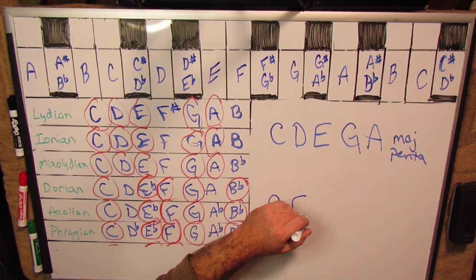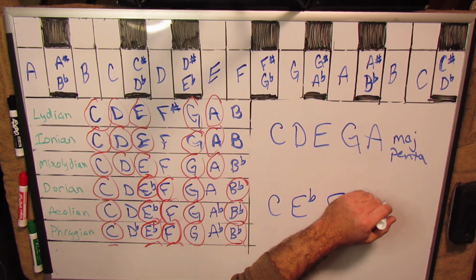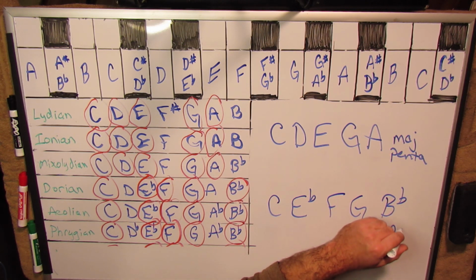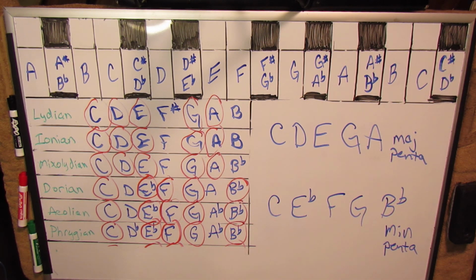Alright, let's look at your minor pentatonic. C, E flat, F, G, B flat. That's your minor pentatonic. The reason why the pentatonic scale, major or minor pentatonic scale, works with any major or minor key is because no matter what mode you're playing in, those 3 modes share those 5 notes. So if you're unsure of what mode the song is in, those 5 notes from that scale are going to work with all 3 modes.